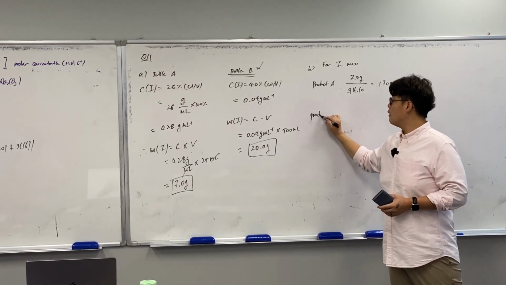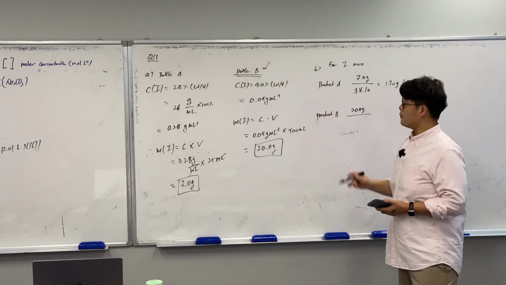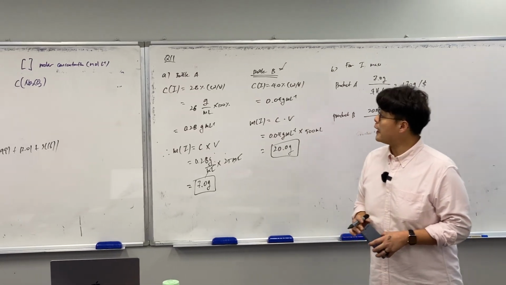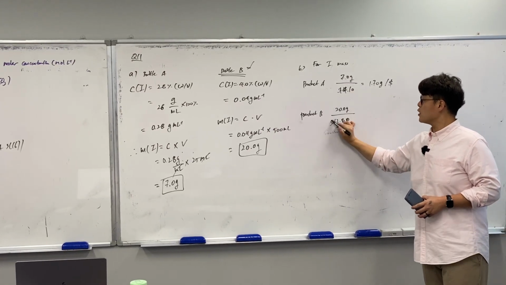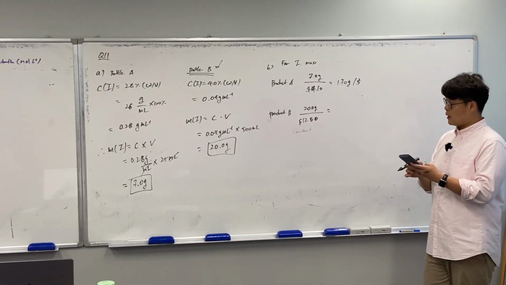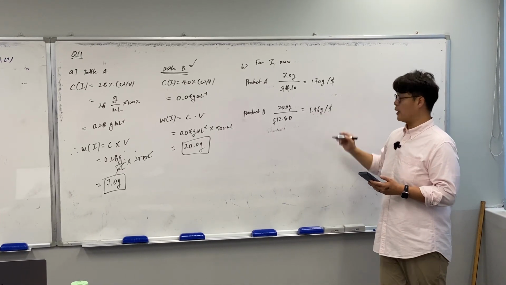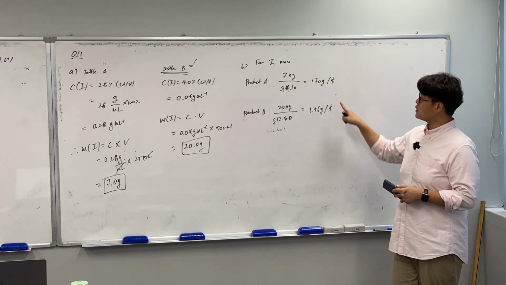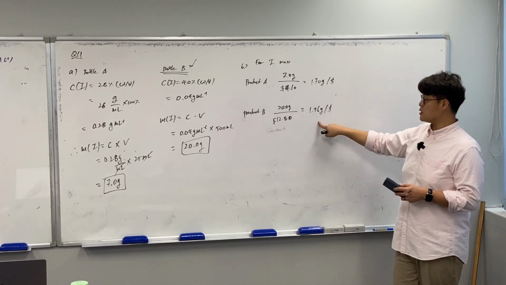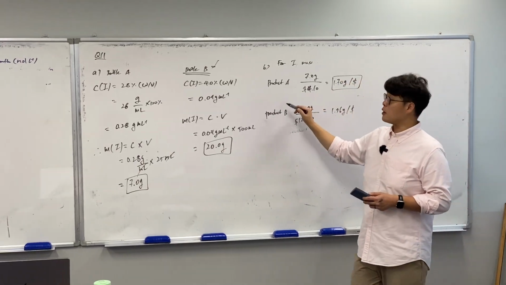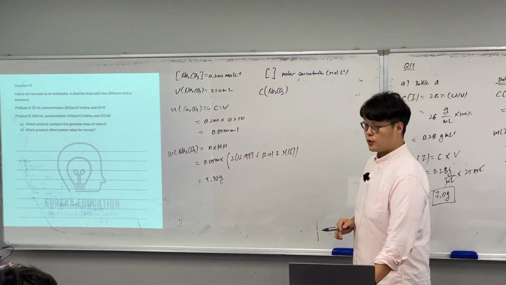Product B, using the same method, 20.0 grams divided by the value of 12.8 dollars. So 20 divided by 12.8, you'd get 1.56 grams per dollar. So comparing the values, per dollar how much iodine I can buy, this is a better value then. Product A is therefore the better value. Good?